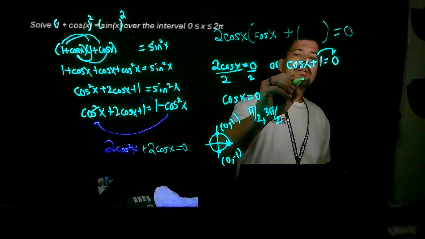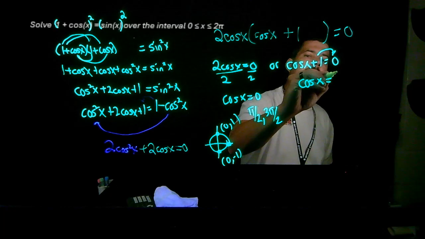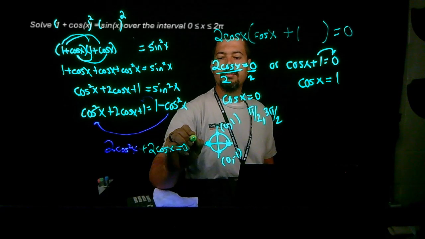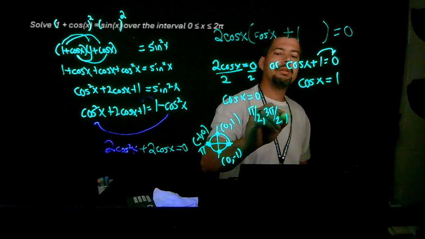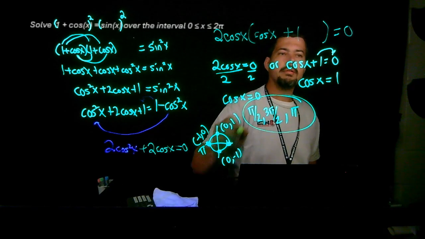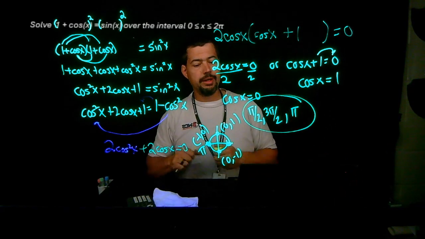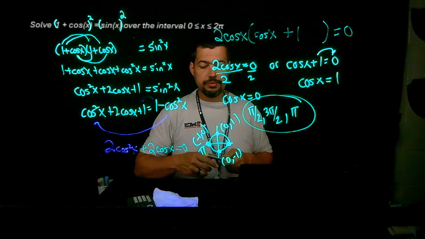Subtract the 1, we'll have that the cosine of x is negative 1, which is over here, negative 1, 0. And that's at pi. And you get the other answer, pi. And there you go. There's your 3 answers. And there are the notes for 3-7.